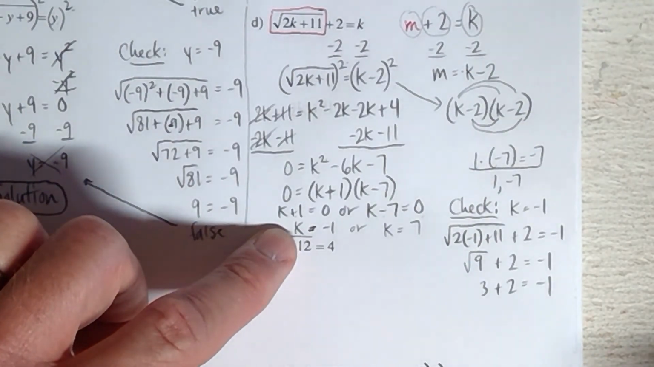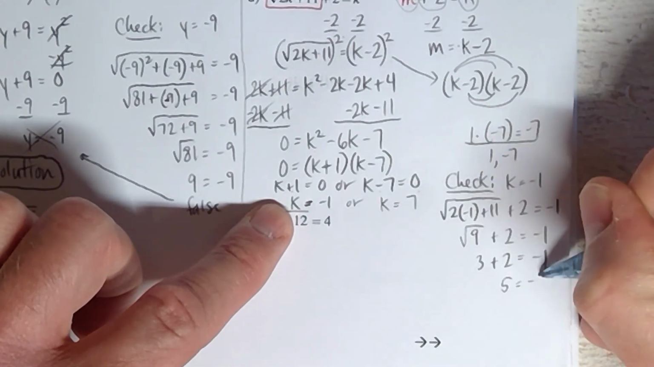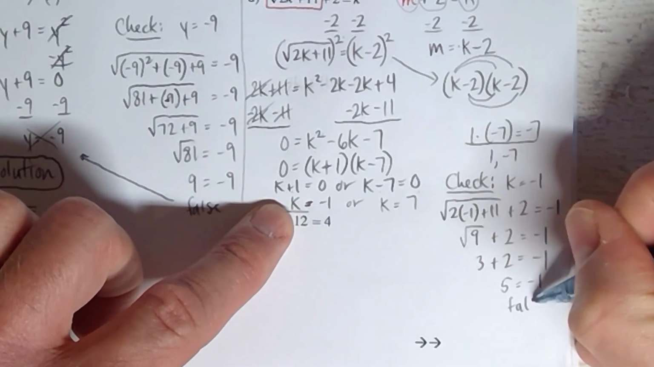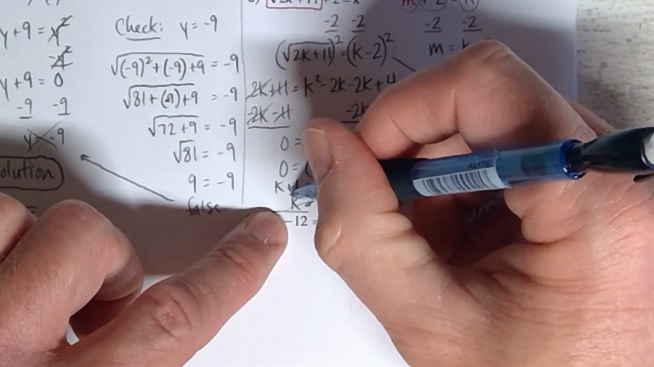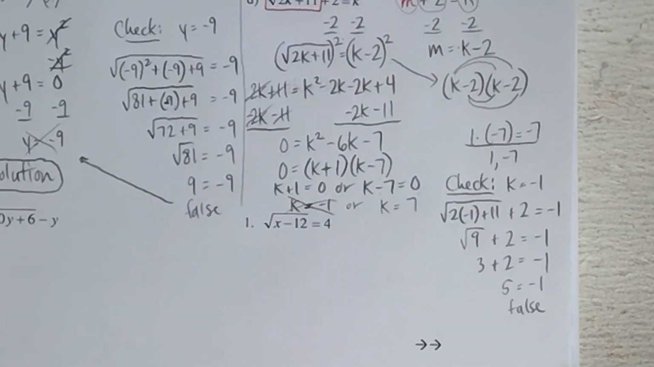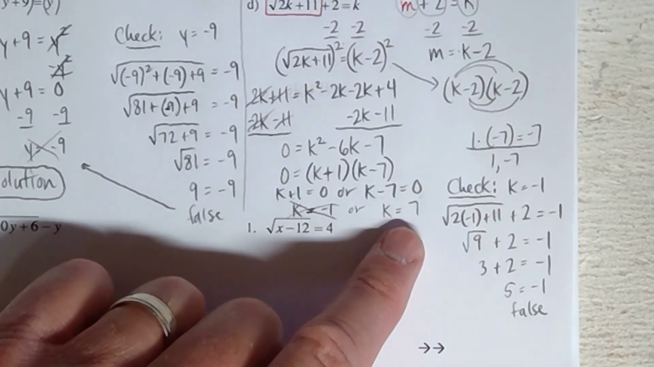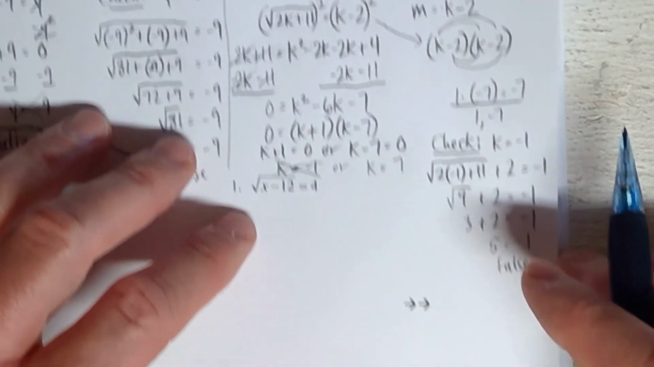Is this true or false, you guys? Well, this is false, right? 3 plus 2 is 5, and 5 is not equal to negative 1, so what do we do? That means that we cross out that number that I just tested, but that does not mean it's no solution. We still have to test this one. This one might actually have a solution. So let's see if it does.